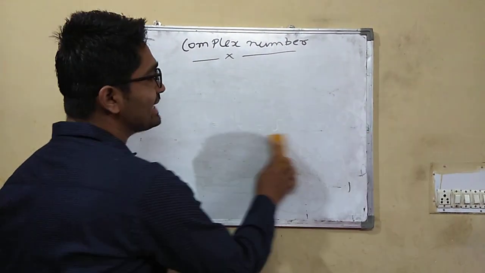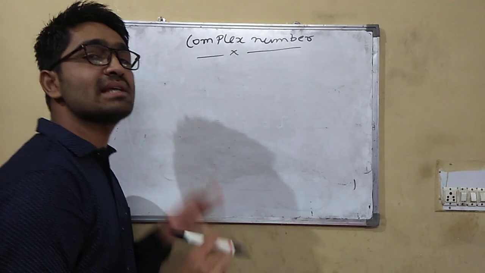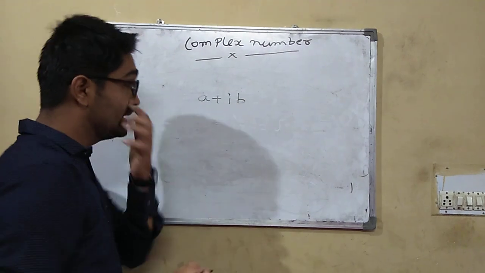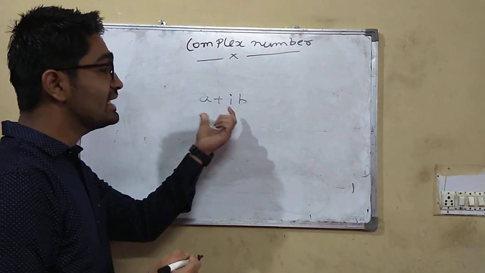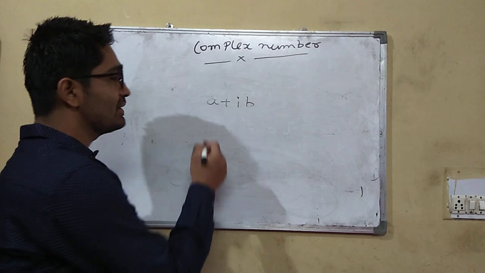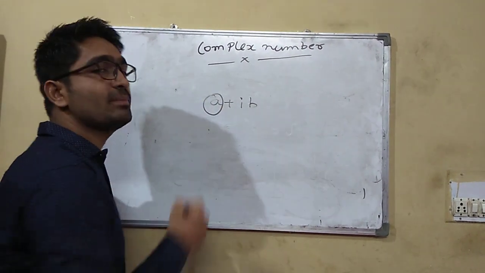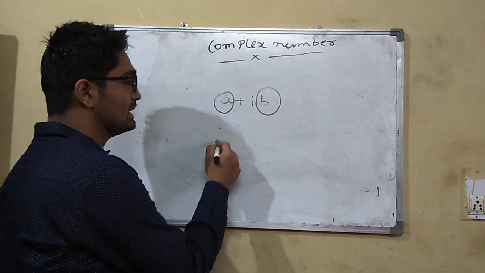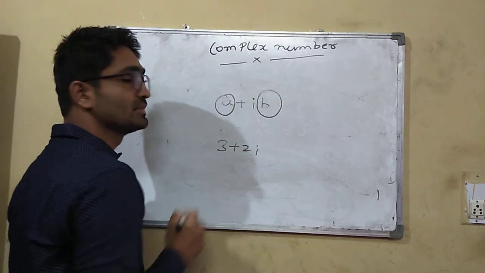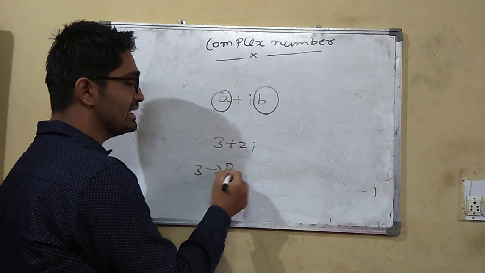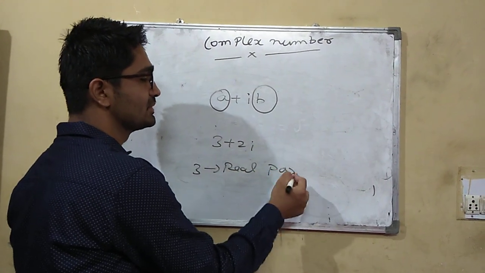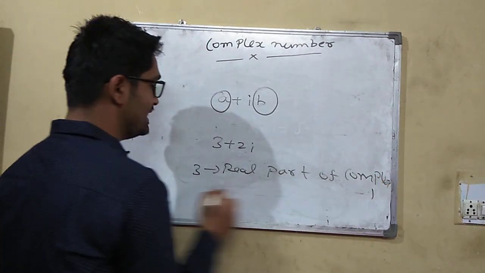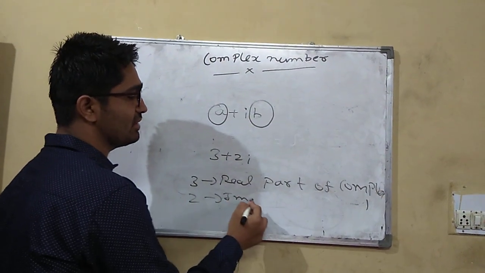So beta, a complex number is a number which can be represented in the form a plus iota b, where a is the real part of the complex number and b is the imaginary part of the complex number, like 3 plus 2 iota. So 3 is the real part of the complex number, and 2 is the imaginary part of the complex number.